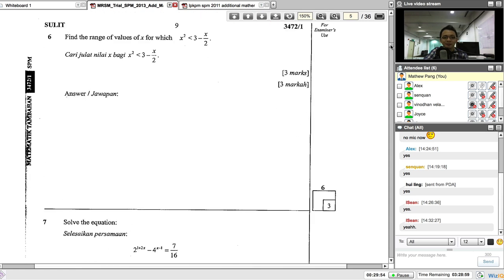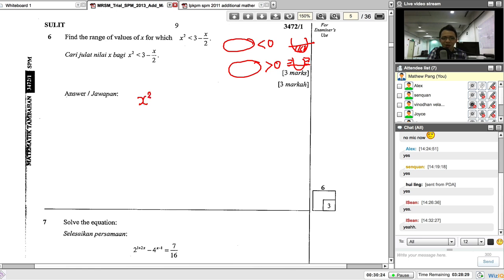Alright, this one. What is this? This is find the range of x. This one is nothing special. It is just to test whether you know how to solve a quadratic inequality or not. When you have a quadratic less than 0, you will get something in the middle. When the quadratic is bigger than 0, you will get something outside. I'm going to show you what I mean here.